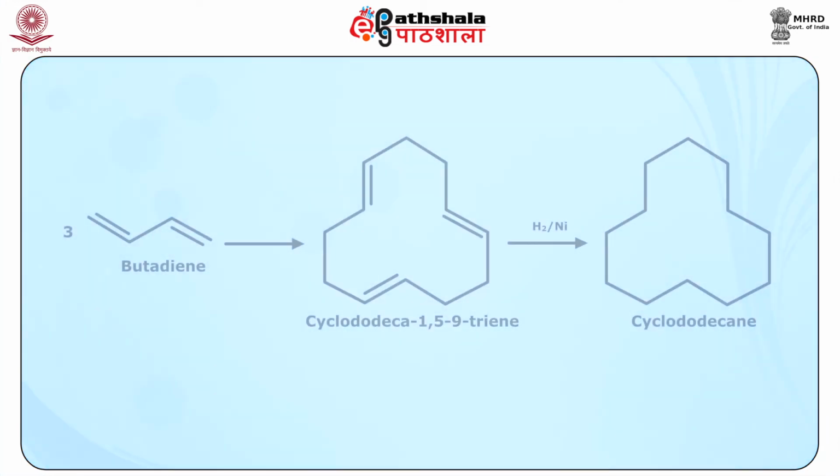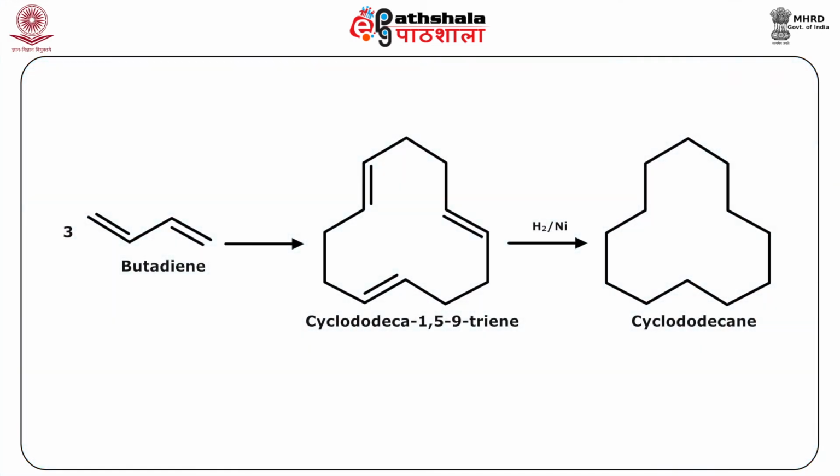Synthesis of cyclododecane from buta-1,3-diene. The cyclotrimerization of buta-1,3-diene gives cyclododeca-1,5,9-triene. The reaction is catalyzed by a mixture of titanium tetrachloride and organoaluminium catalyst. The cyclododeca-1,5,9-triene is further reduced with hydrogen in the presence of nickel to form the required macrocyclic compound. It has been very nicely represented in the scheme.